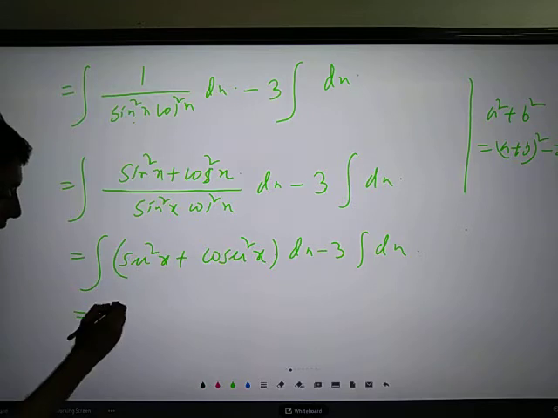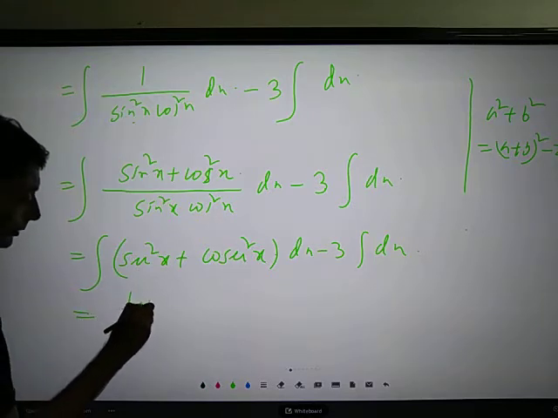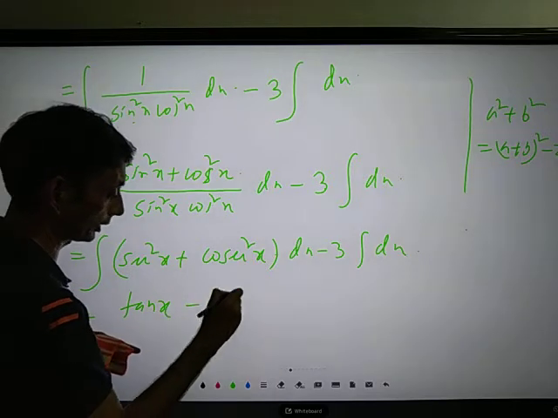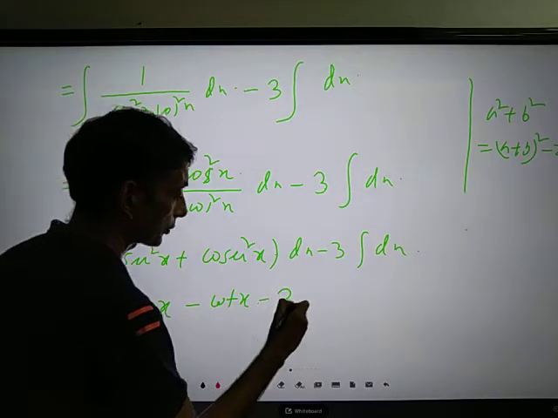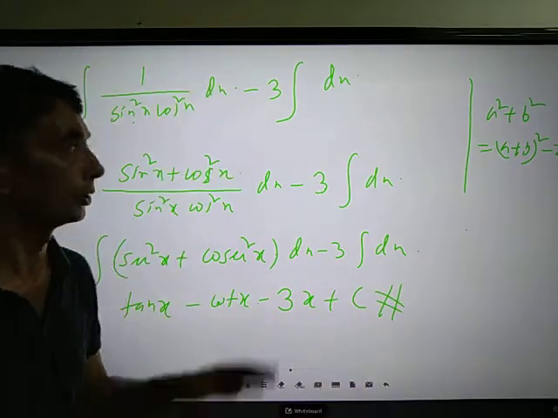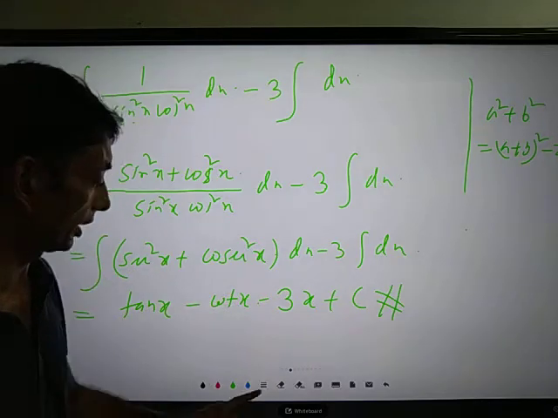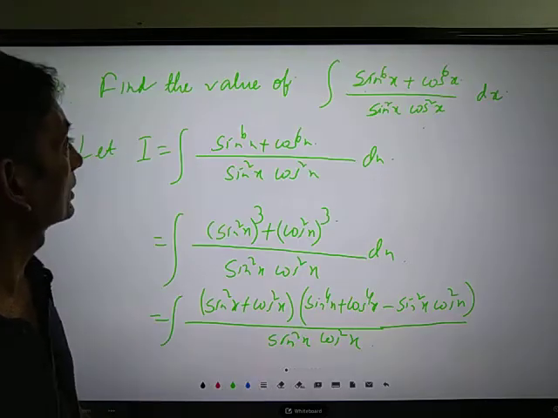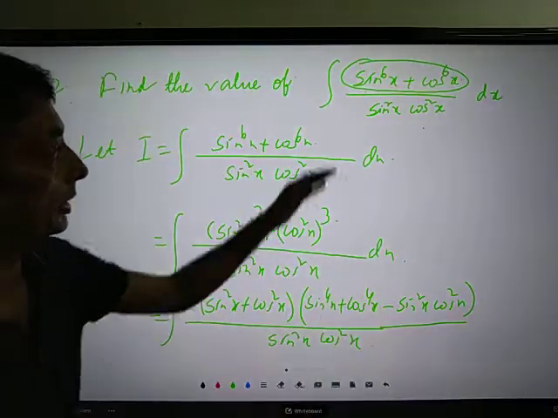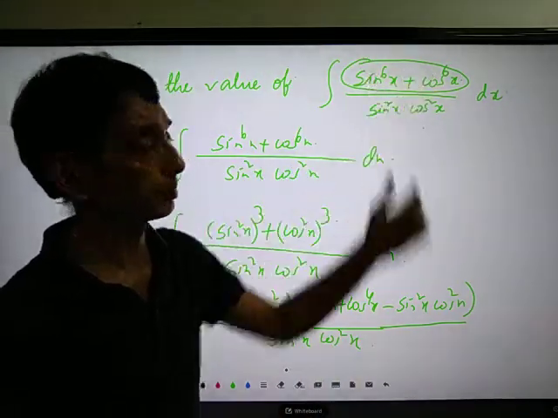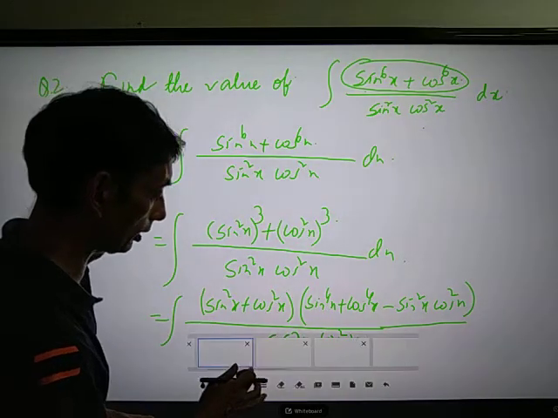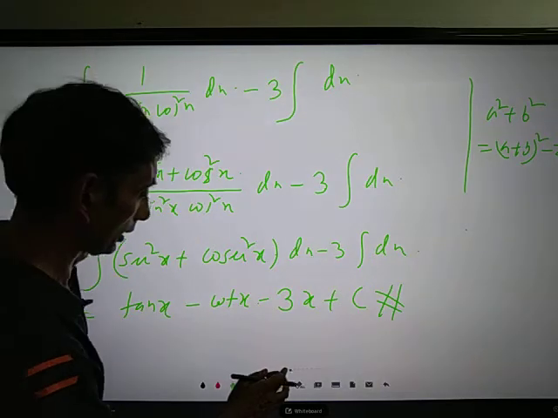So integration of sec square x is tan x, and integration of cosec square x, which we have already discussed, is minus cot x. Then minus 3, and integration of dx is x plus c. So this is a very important question. The thing is that you need to simplify these expressions with the help of a simple formula, and it becomes easy. Now we can move to the next question.